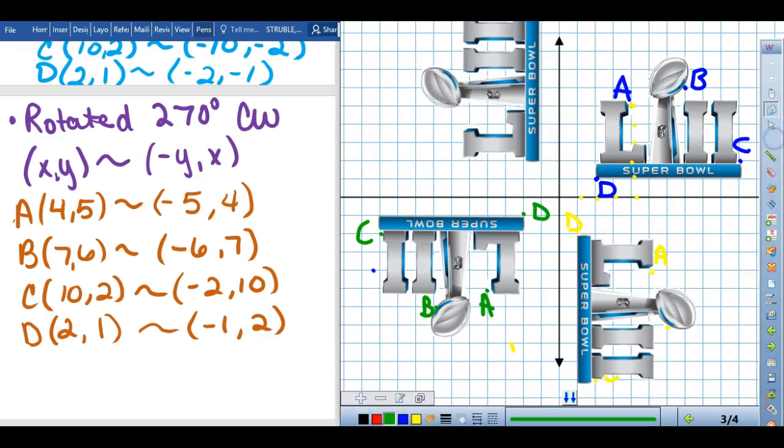Taking a look at this, we have D right here at negative 1, 2. We have B right here at negative 6, 7. A is here. And then C is slightly off the page here, but it's at negative 2, 10. All right.